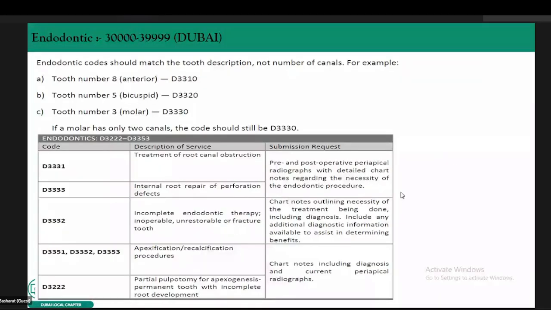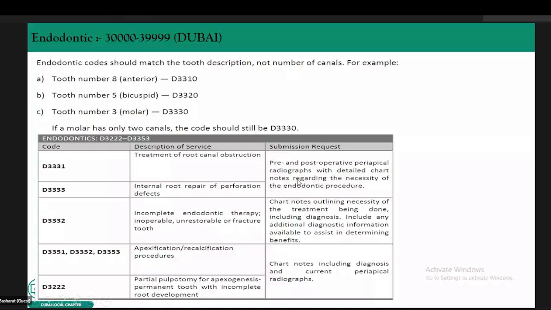Okay, so endodontic codes should match the tooth description, not the number of canals. Again, one difference between Dubai and Abu Dhabi is that in Abu Dhabi we have the number of canals. According to that, we have to assign the canals. Here, if you see, tooth number 8 is different, bicuspid is different, and this one is different.